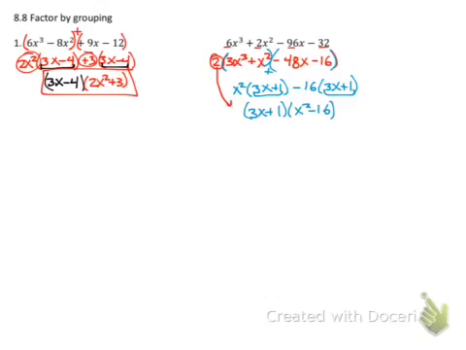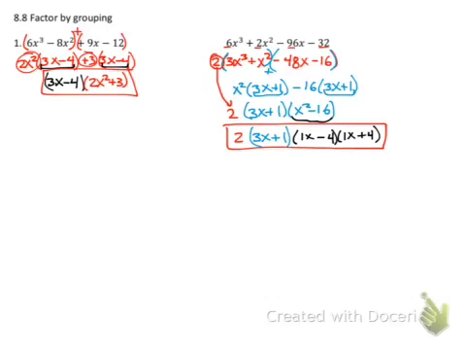However, note that we still have the 2 out front. So we bring down the 2. Furthermore, we have an x squared minus 16. These are perfect squares, so x squared becomes the 1x times 1x gives me the x squared, and 4 times 4 is 16. And the middle terms cancel out, so we should have a plus 4 and another one is minus 4. The other 2 remain the same. So the final answer is 2 times 3x plus 1 times x minus 4 times x plus 4.